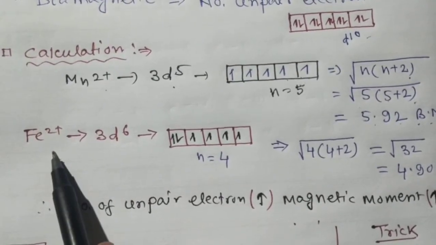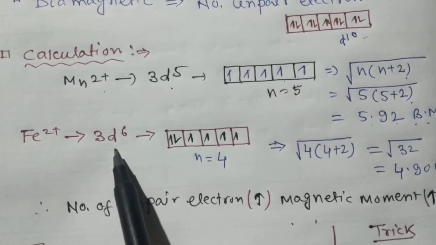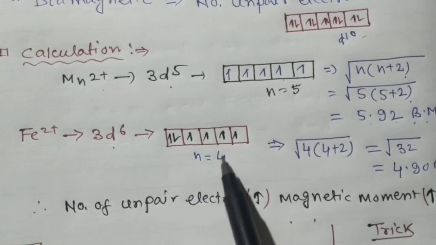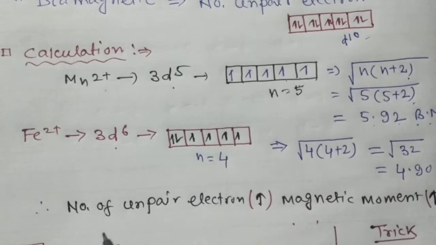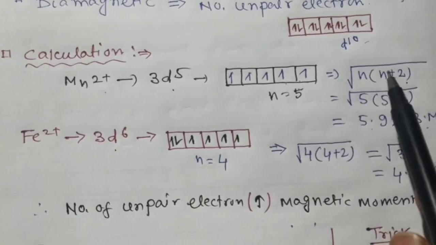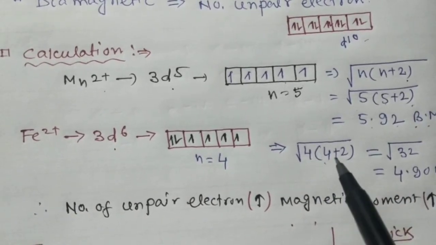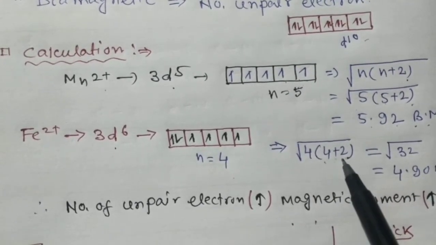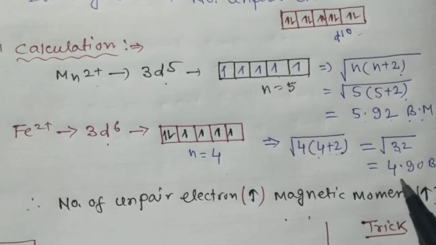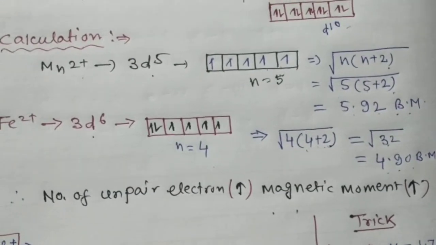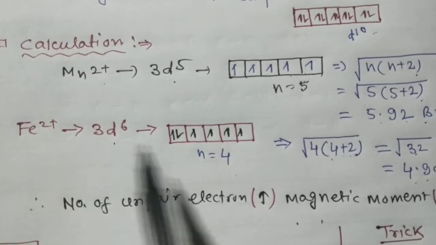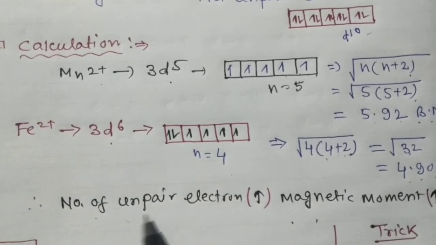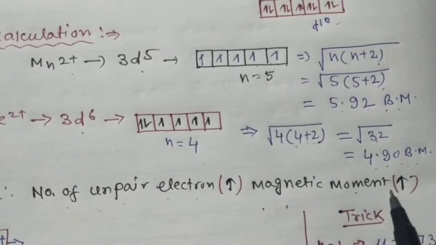In case of Fe2+, there is 3d6 configuration, and n is equal to 4, or there are 4 unpaired electrons. In this formula, root over n into n plus 2, n is equal to 4, 4 into 4 plus 2 is equal to root 24, means 4.90 Bohr magneton. So the magnetic moment of Fe2+ is 4.90 Bohr magneton. If the number of unpaired electrons increases, magnetic moment increases.